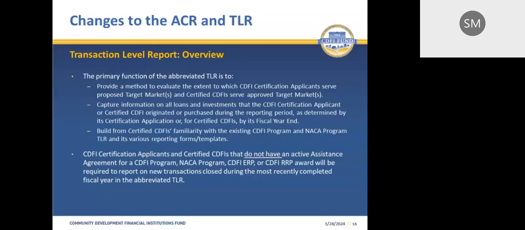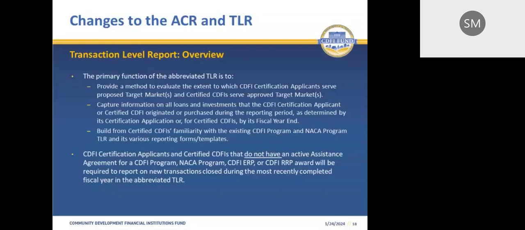The abbreviated TLR is comprised of those data fields which the fund has deemed as necessary in order to allow the fund to evaluate the extent to which CDFI certification applicants and certified CDFIs are serving their proposed and approved target markets respectively. The abbreviated TLR is completed by all new CDFI certification applicants.